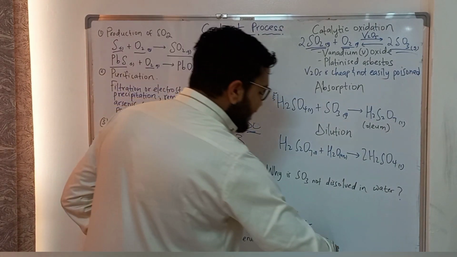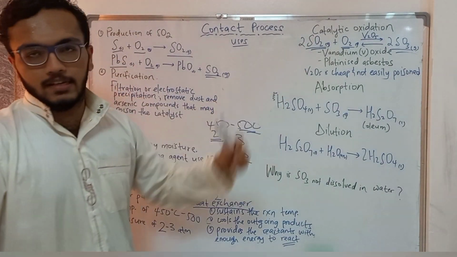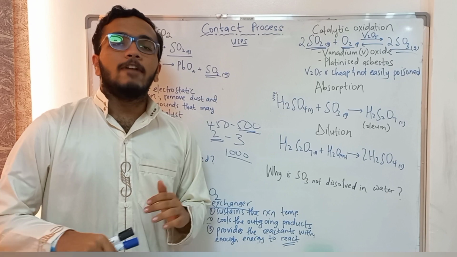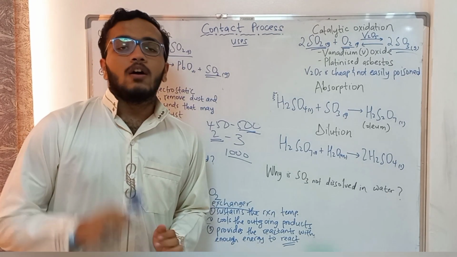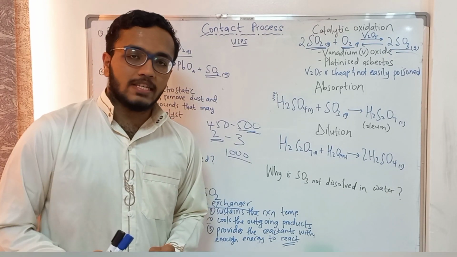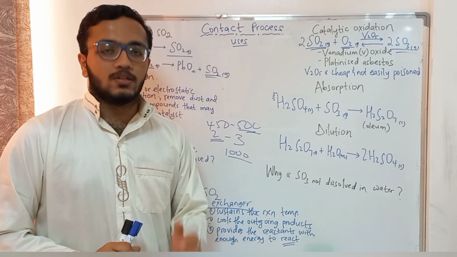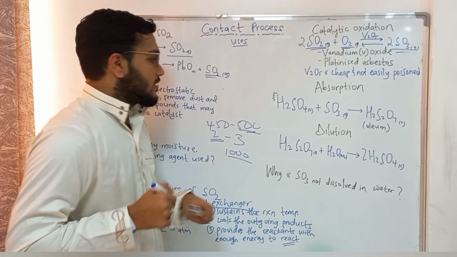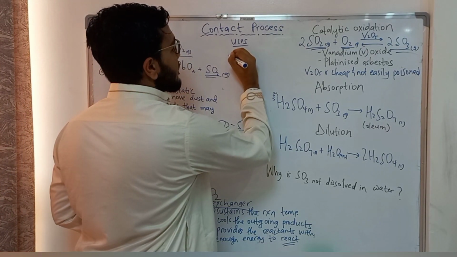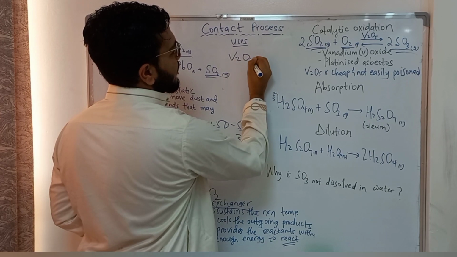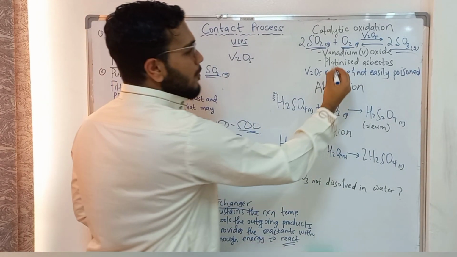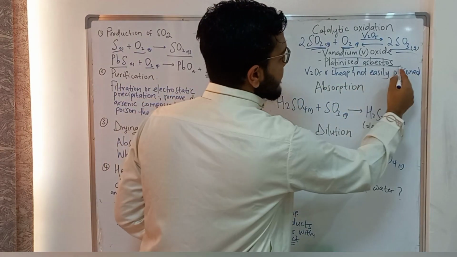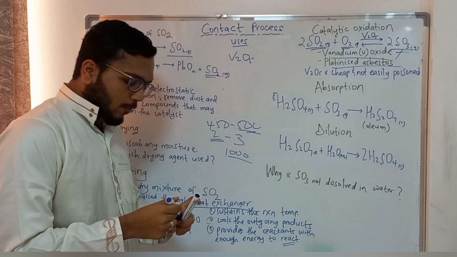Now, what are the catalysts that can be used in this reaction, in the catalytic oxidation? A very important question. The catalyst used is vanadium 5 oxide, or instead of vanadium 5 oxide, you can use platinized asbestos. Okay? Vanadium 5 oxide is written as V2O5. Another catalyst that can be used is platinized asbestos, vanadium 5 oxide or platinized asbestos.